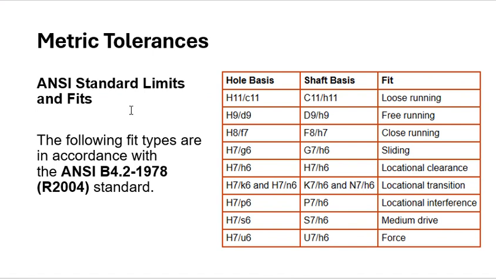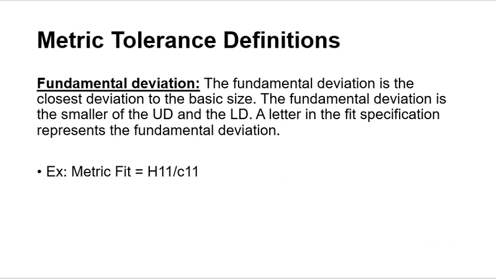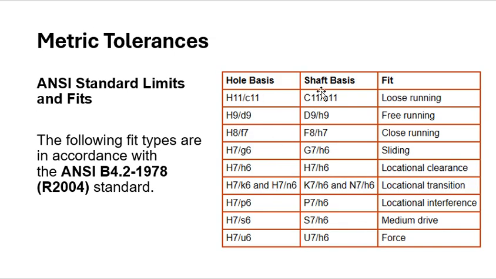So here we're still in the ANSI standard limits and fits. And of course we're using the ANSI B4.2 1978 R2004 standard. And here is our hole and shaft, and the fit is this. Okay. So this is just a table showing you. See, I told you, don't worry about it. We're going to get back to it when we get to that. So here H11, C11 is in this table, okay? So you can see the hole basis is that, and that means loose running for the fit. Free running, close running, sliding, locational clearance, transition, interference, medium drive, and force, okay?